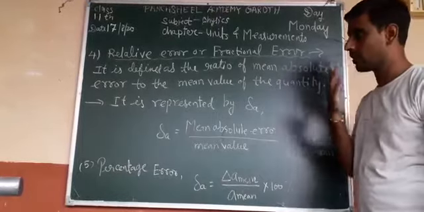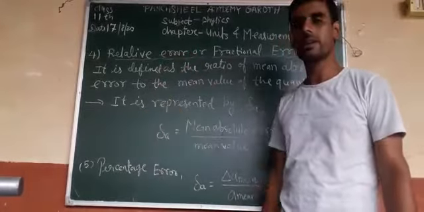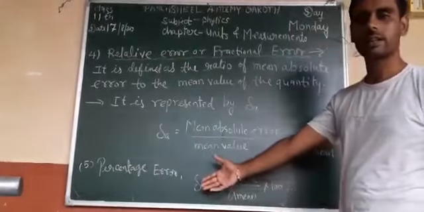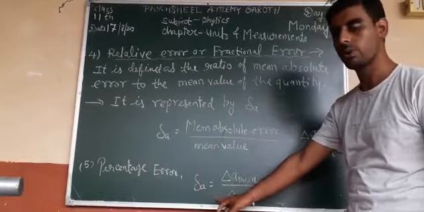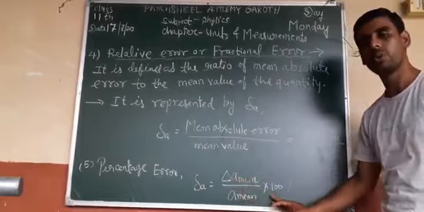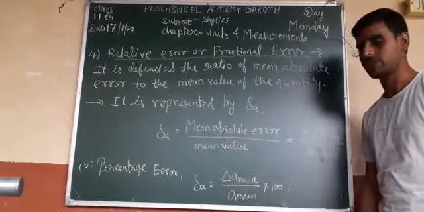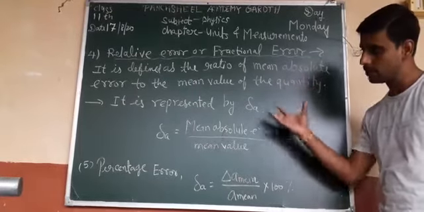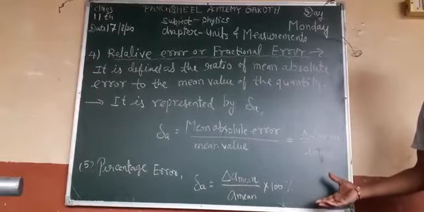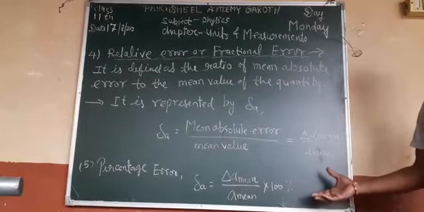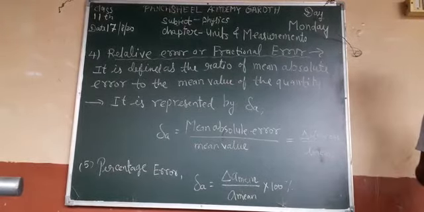Now fifth, percentage error. If we express relative error in percentage, then this error is called percentage error. So what is the formula for this? Del A equal to what? Del A mean upon A mean into 100. If you express it in percentage, then it becomes the percentage error. Okay, so these are the important terms related to the error analysis. Now we will discuss a numerical based on all these types of errors.